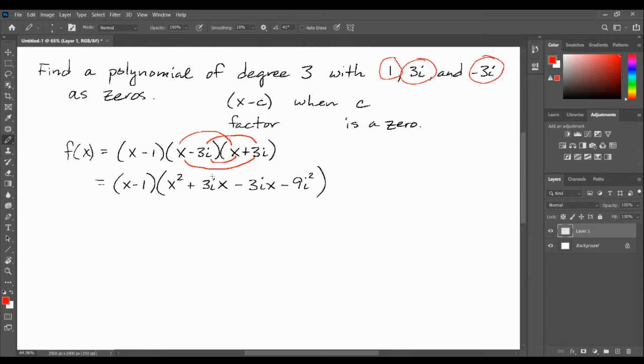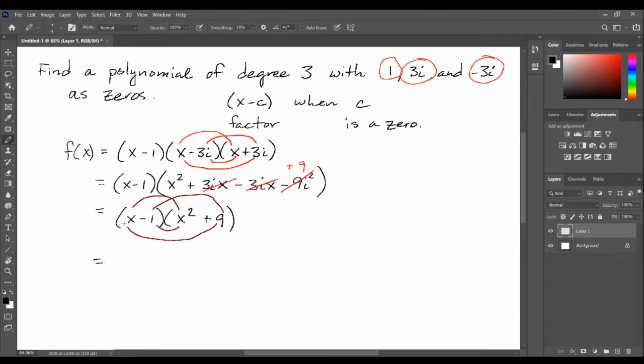So taking a look at what we've got here, negative 3ix plus 3ix is 0, so those will cancel. i squared is negative 1, and negative 1 times negative 9 is a positive 9. And so what we'll do now is rewrite this so it's a little more clear. x minus 1 times x squared plus 9. The i terms are gone, but now we can FOIL this one. First, outside, inside, last.